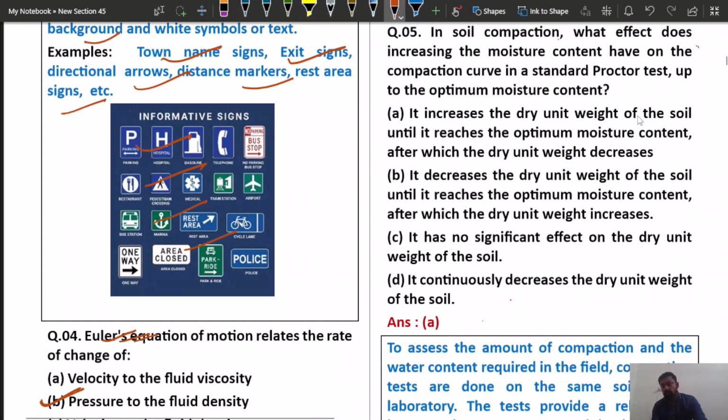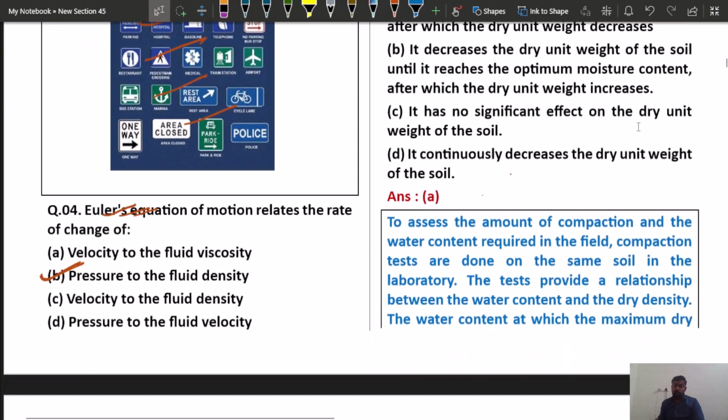In soil compaction, what effect does increasing the moisture content have on the compaction curve in the standard Proctor test up to the optimum moisture content? This question is asking what the compaction curve in the standard Proctor test will be if we increase the moisture content up to the optimum moisture content. Okay, to assess the amount of compaction and water content in the field, different types of compaction tests are performed in the laboratory. These tests provide the relationship between the water content and dry density of the soil.